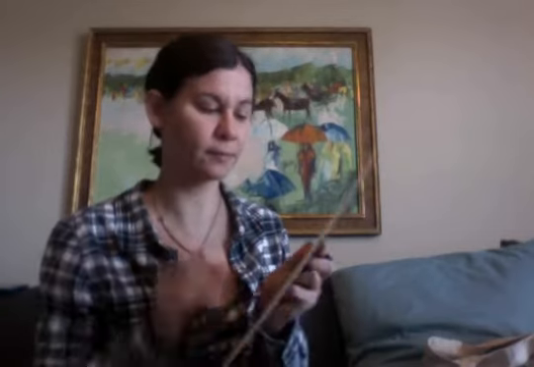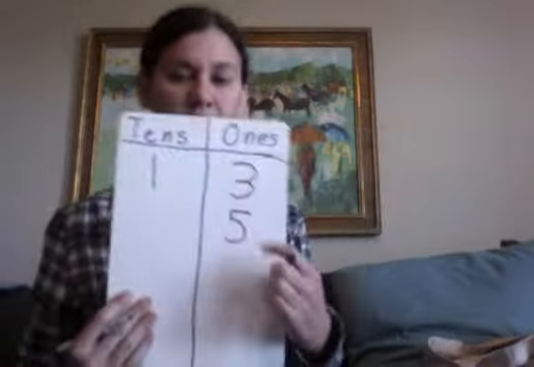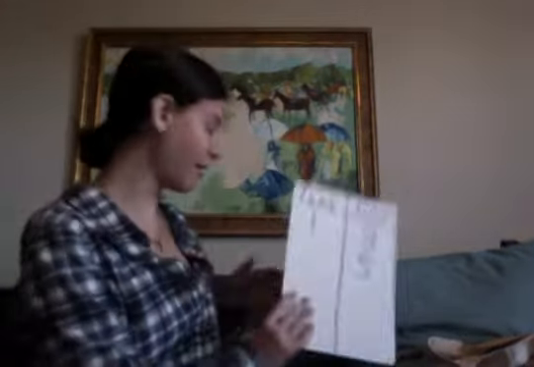Okay. So this time, let's see how many buttons we have. Okay, so remember, with our buttons are 1, so we're going to count by ones. Oh, I have 1, 2, 3, 4, 5. Okay. So I'm going to write a 5 in my ones column, right? So here's my 5 here. So this number has 5 in it.